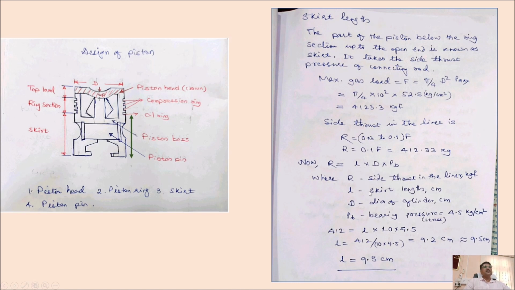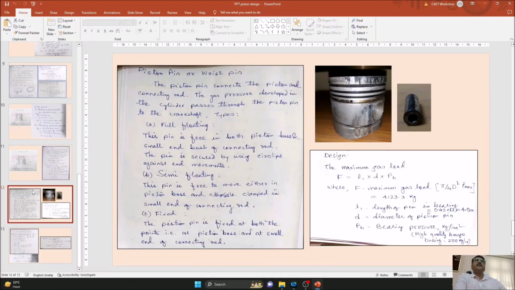L is the skirt length, D is diameter of piston, and PB is bearing pressure. It is taken as 4.5 kg per centimeter square. Substituting the values, it will give the length of skirt, and it is coming 9.5 centimeter. Next part is piston pin or wrist pin.